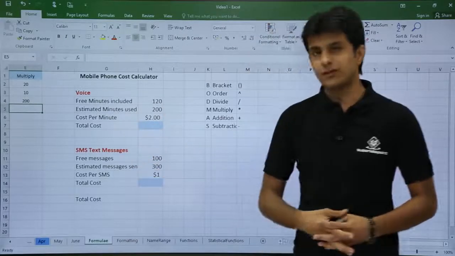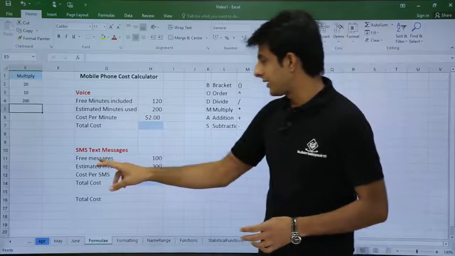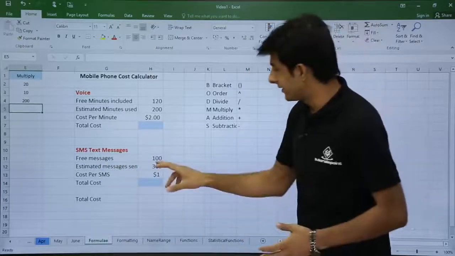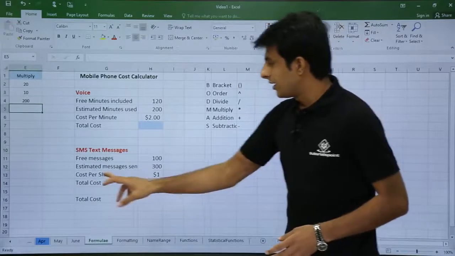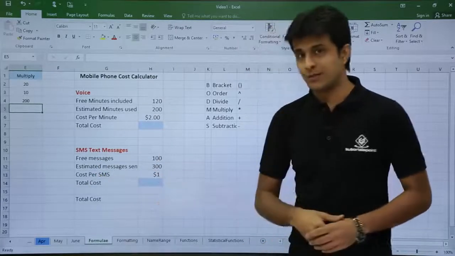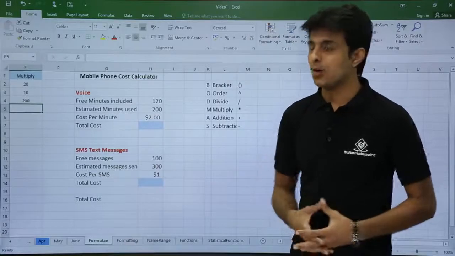Next scenario is for the SMS. I get 100 SMS free in a month, but I usually use a lot, that is 300 SMS in a month. If I use more than the free SMS, the charge is $1 per SMS. So, let's see how I calculate.